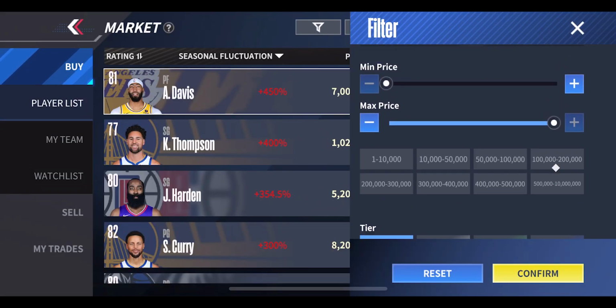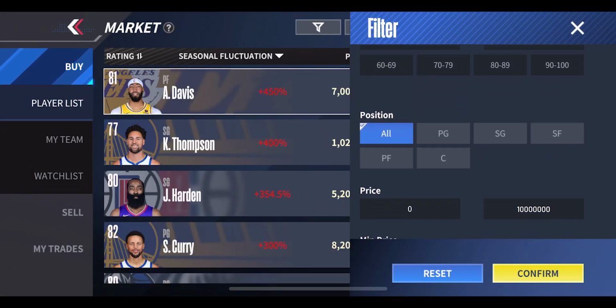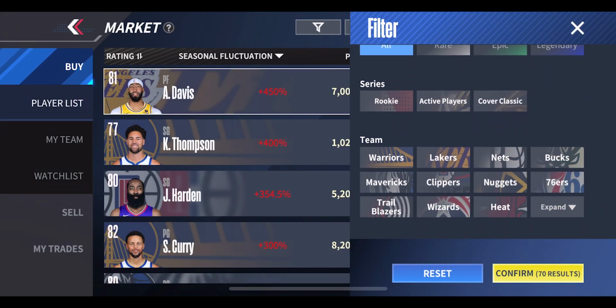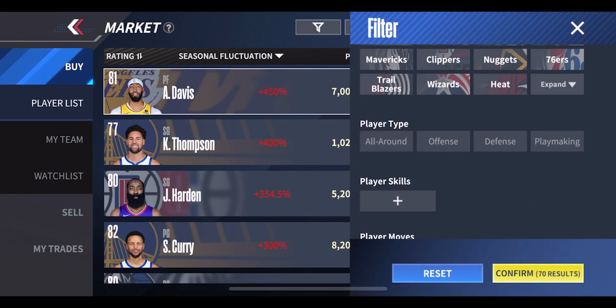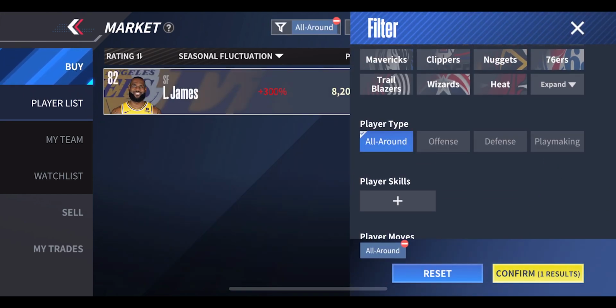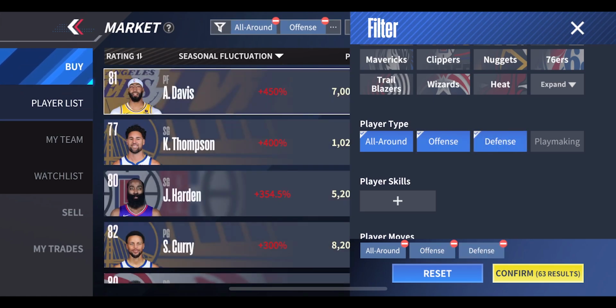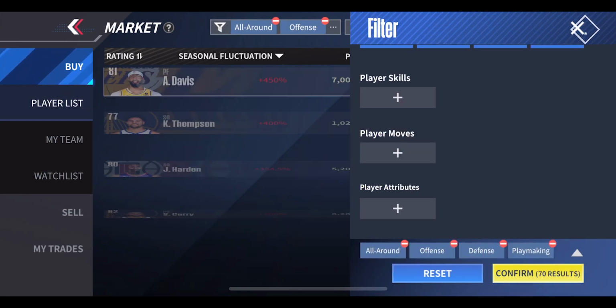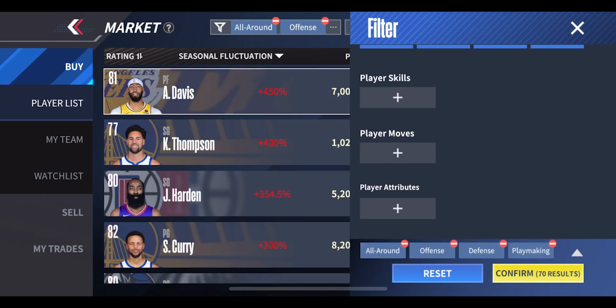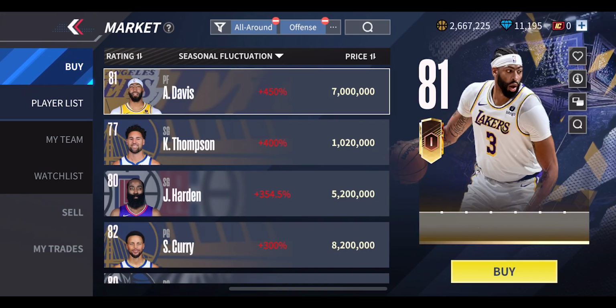You will also notice you can filter players by their price, position, overall, and all of that stuff to help you really pick what players are going to fit within your budget. You can also do it by player type as well, whether you want an all-around player, an offensive player, a defensive player, or even a playmaking player. And of course, you can even do it by attribute, player moves, and player skills as well, all helping you find those players who fit your play style and the way you play the game.